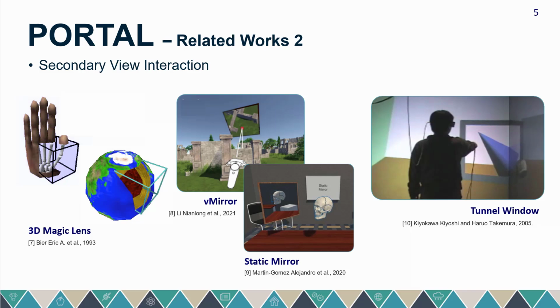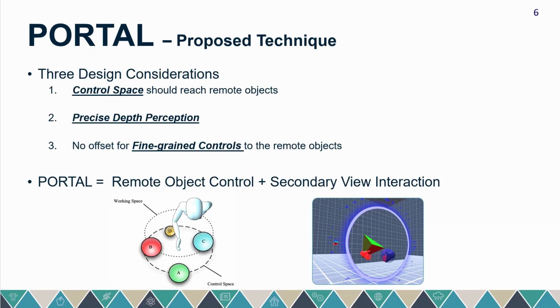To our best knowledge, tunnel window is the most similar technique to Porter, allowing users to manipulate distant objects within a tunnel. The technique is proposed for the cave environment. However, their work did not provide its evaluation compared to the other distant object manipulation techniques. The aforementioned techniques have limitations in terms of providing precise control and depth perception to distant objects.